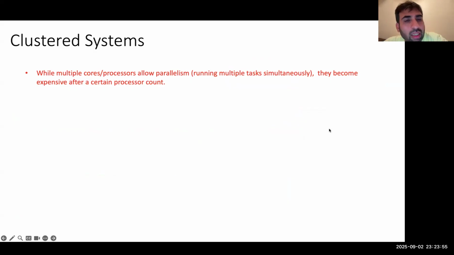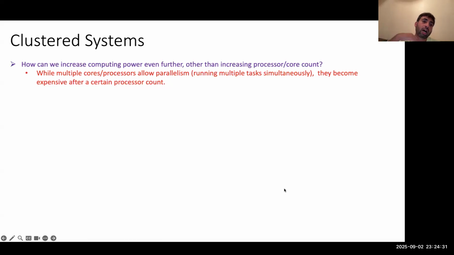So until now, what we were doing was increasing the number of cores or the number of processors to increase the parallelism. Parallelism in the sense that we can run multiple tasks or multiple processes simultaneously. But then we find that if we keep increasing the number of processors or cores, after a certain point it becomes expensive. Expensive in terms of power consumption, cost, and latency, right? So how can we increase the computing power even further?